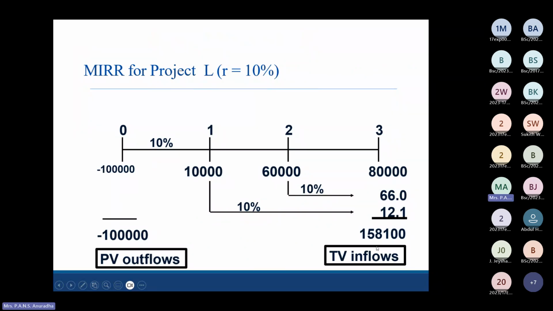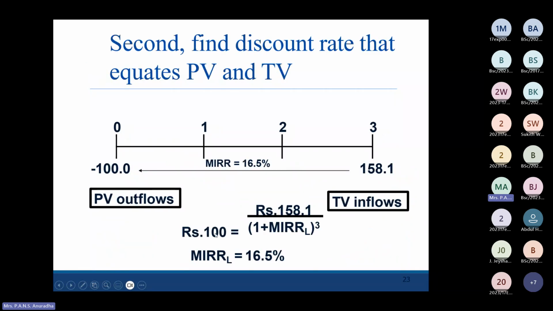So first you have to get the terminal year value of the project, 158,100. So then you have to solve this. MIRR means it is the discount rate where the terminal year value is equal to the cost of the project. Here it is a 3 years project. So therefore you have to discount it back for 3 years. So then you will get MIRR for the project L as 16.5. Did you get it?